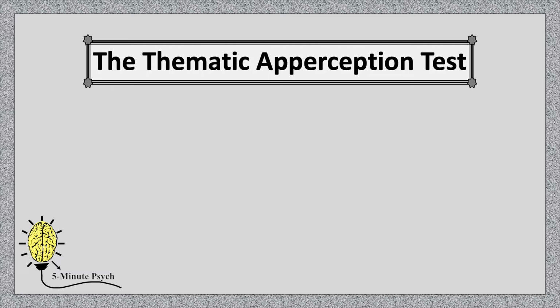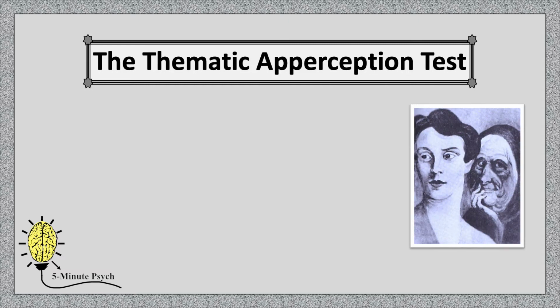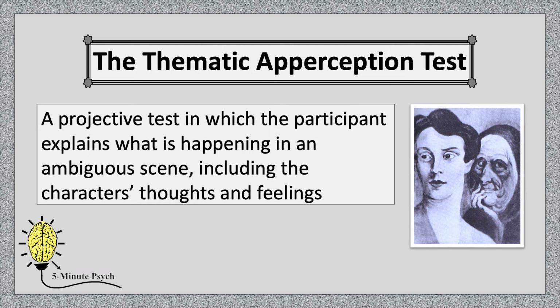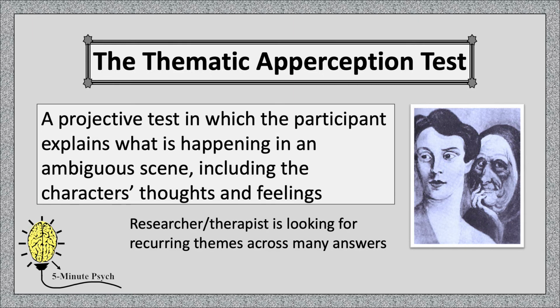There's also the thematic apperception test, or the TAT. The stimulus used here is at least recognizable. It's usually a person or two, and the participant is asked to talk about what's happening in the scene, how the characters are feeling, and what they're thinking. Again, there's no right answer, and the researcher is looking for recurring themes across many pictures. Like, does the person keep talking about feeling abandoned or concerned about failure? These kinds of themes reveal key aspects of the participant's personality.